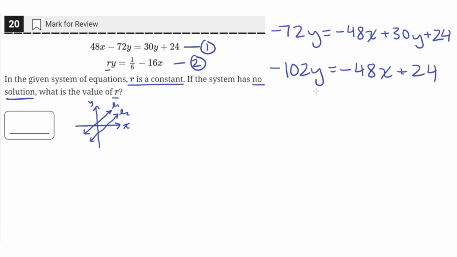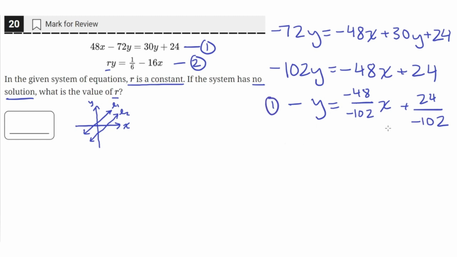And then let's get y alone. So let's divide both sides by negative 102. On the left, we'll be left with just y. Then we'll have negative 48 over negative 102 x, and then 24 over negative 102. Okay, so now we have the first equation, equation 1, in the form y equals mx plus b. M is negative 48 over negative 102, and b is 24 over negative 102.